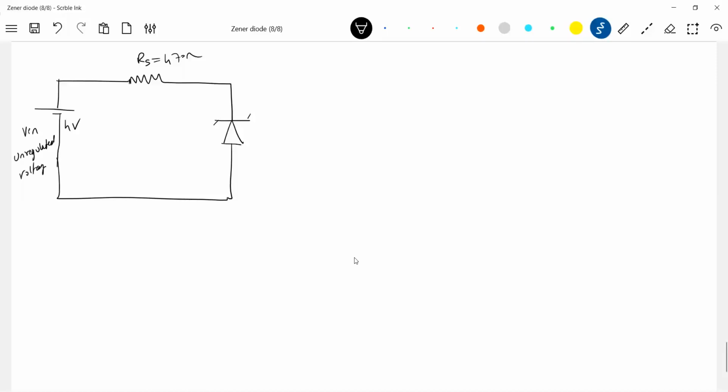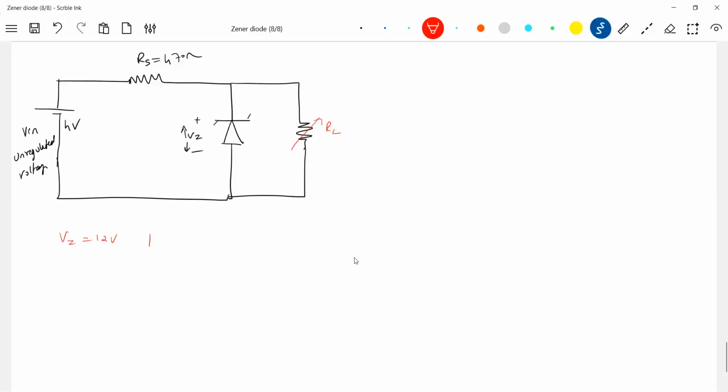Unregulated voltage. This is VZ. This is a load. I'm putting one arrow. Try to notice it's a variable. Possible values of that we have to know. And what are the conditions given?